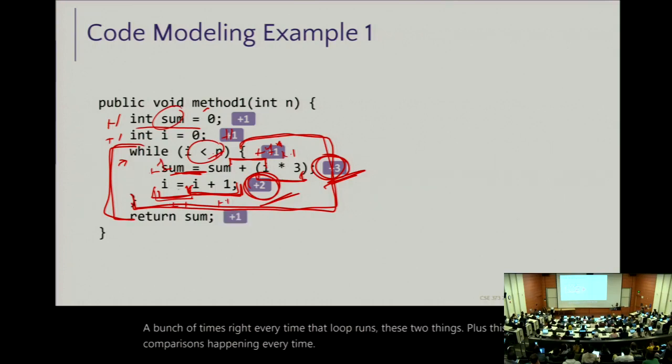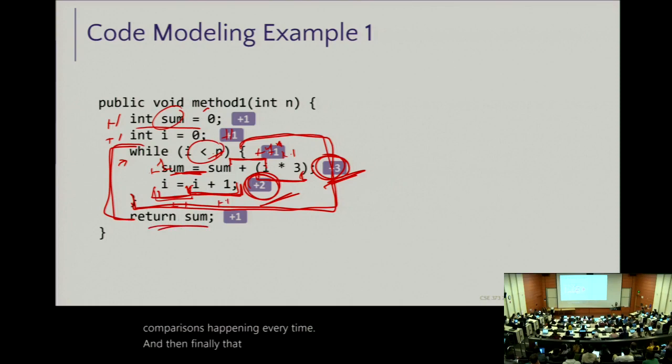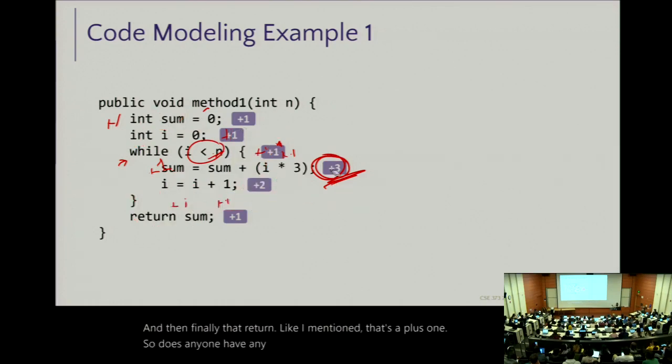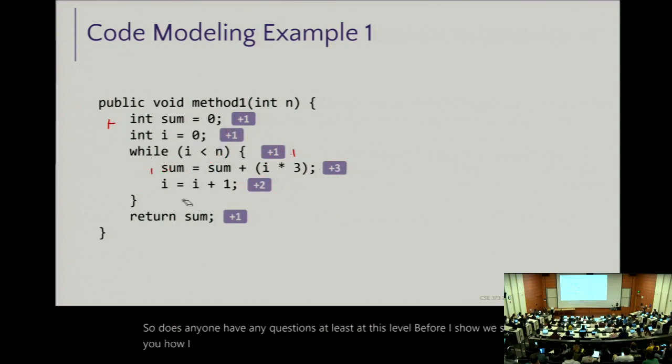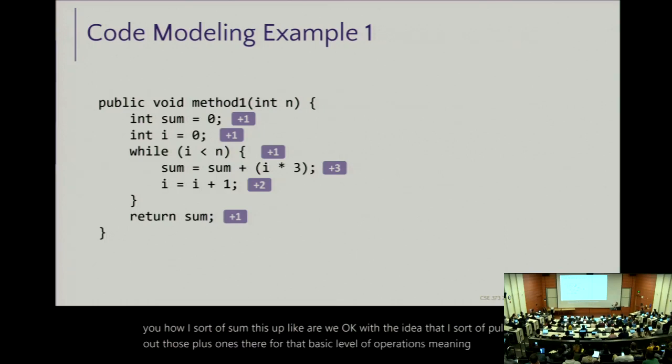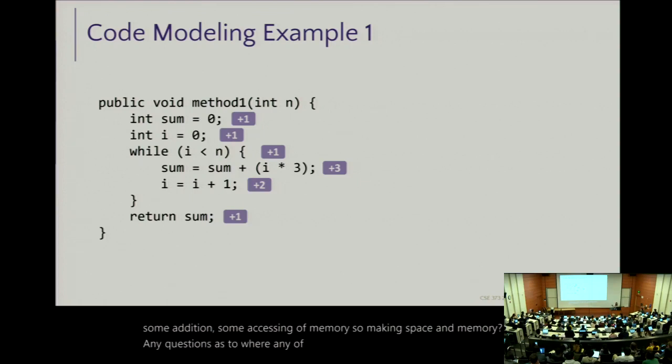And then finally that return, like I mentioned, that's a +1. So does anyone have any questions, at least at this level, before I show you how I sum this up? Are we okay with the idea that I pulled out those +1s there for that basic level of operations, meaning some addition, some accessing of memory, some making space in memory? Any questions as to where any of these ones, this 3 or this 2 came from?